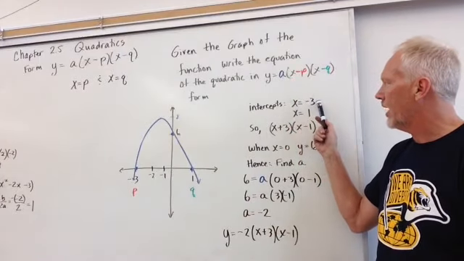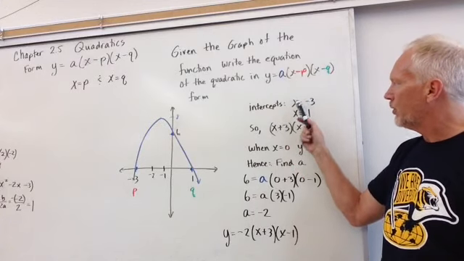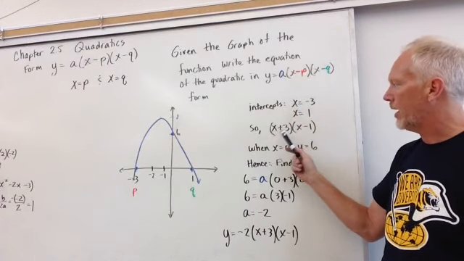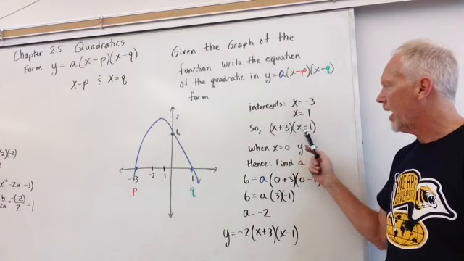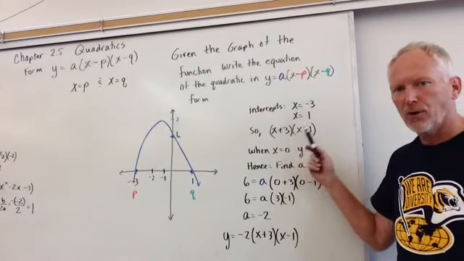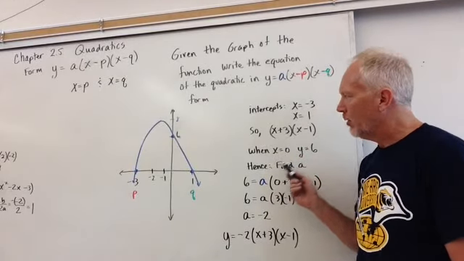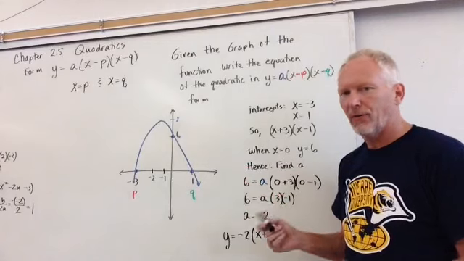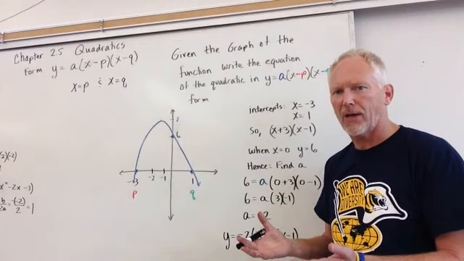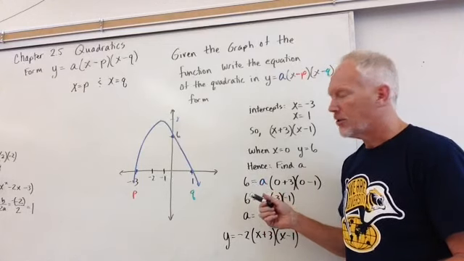Since the x-intercepts are negative 3 and 1, if we set those equal to 0 and resolve, we get x plus 3 and x minus 1. So we have our two intercepts listed there. Now, when x is 0, y is 6. We have to figure out a way to solve for a to write the full equation.